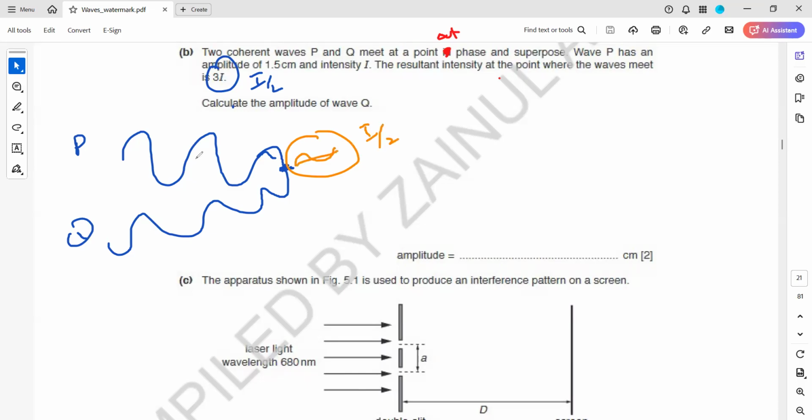And what about the amplitude of this resultant wave? If the amplitude of P was given as 1.5 and the amplitude of Q was not given, we'll take it as A. So in that case, we'll take the amplitude as 1.5 minus A, or A minus 1.5 for the resultant. Both cases it will be the same. Only the final answer will vary in sign, but not in magnitude. So when they're in anti-phase, we subtract their amplitudes to get the resultant. When they're in phase, we add their amplitudes to get the resultant wave.